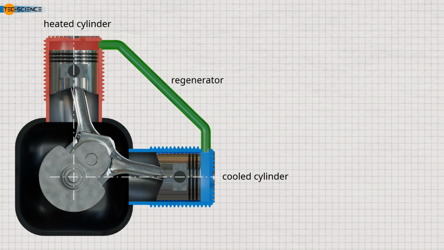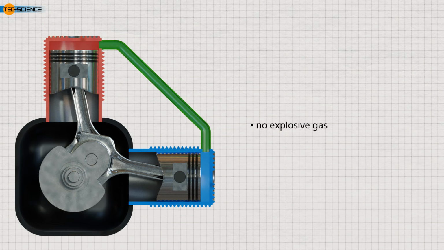Unlike an internal combustion engine, a Stirling engine works without an explosive gas mixture. Hydrogen, helium, or just plain air can be used as the working gas. The Stirling engine is therefore also known as a hot air engine. It is a closed system with no gas exchange and no internal combustion.